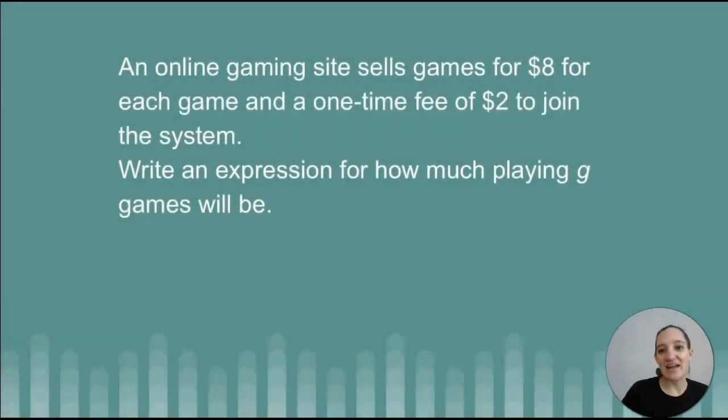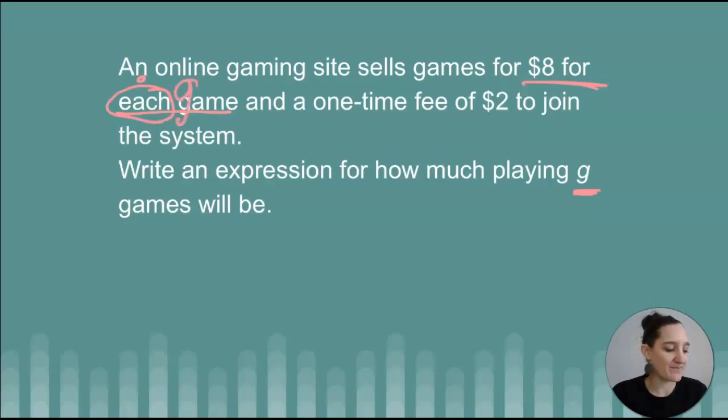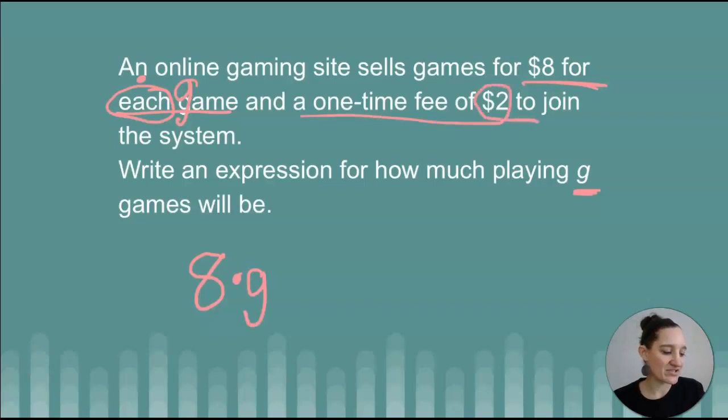Let's go. An online gaming site sells games for $8 for each game and a one-time fee of $2 to join the system. Write an expression for how much playing G games will be. So we're going to use G for games. Here's what we know. It's $8 for each game. We're going to use a G for game. So that's easy to translate. $8 for each game and a one-time fee of $2.